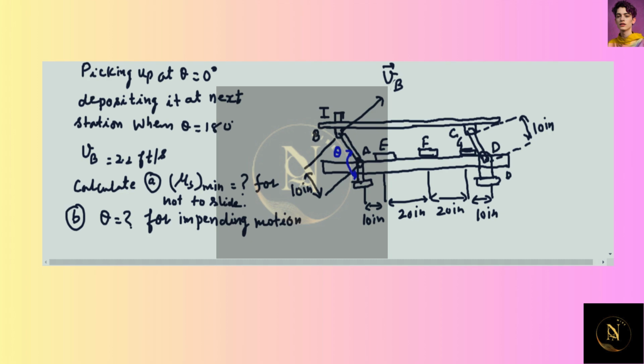Hello friends, here it is given the parallel link mechanism ABCD. You can see here A, B, C and D used to transport a component I between manufacturing process at stations E, F and G by picking. So these are the manufacturing stations E, F and G.